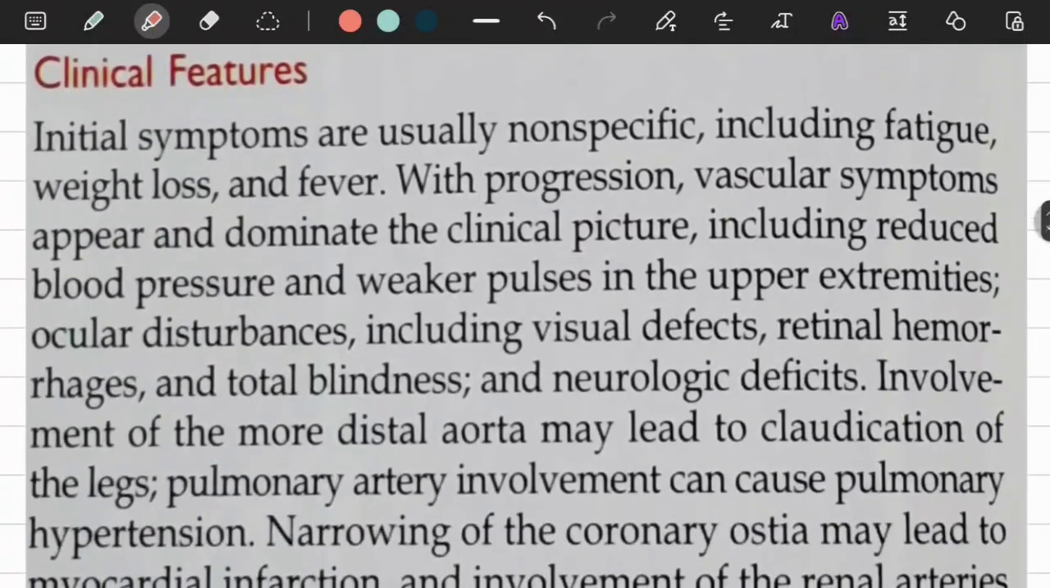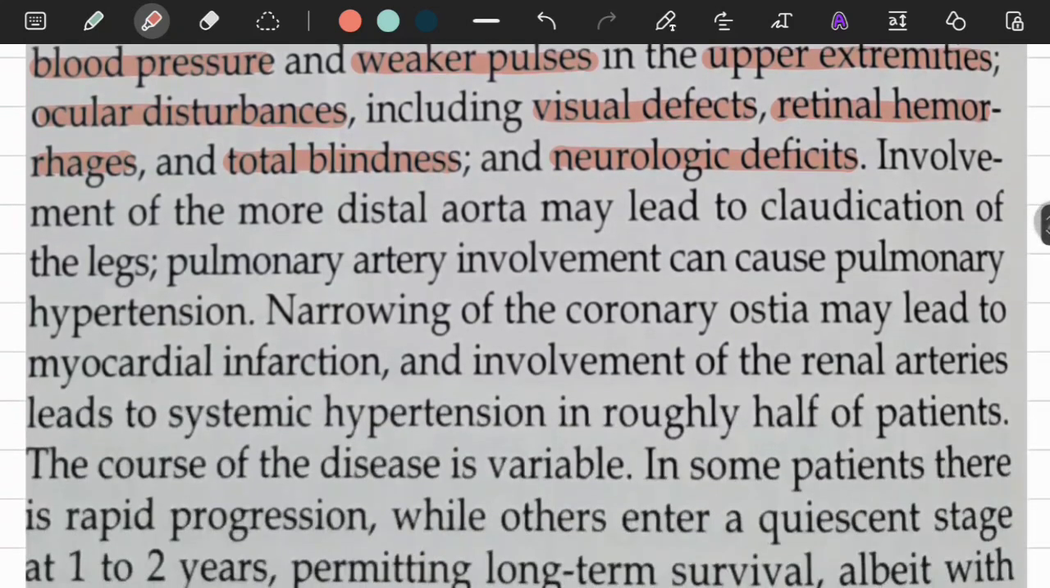Now let us talk about the clinical features of Takayasu's arteritis. Initial symptoms are usually very non-specific, such as fatigue, weight loss and fever. With progression, vascular symptoms appear and dominate the clinical pictures, including reduced blood pressure and weaker pulses in the upper extremities. Ocular disturbances, including visual defects, retinal hemorrhages and total blindness, and also neurologic deficits might be appreciated.